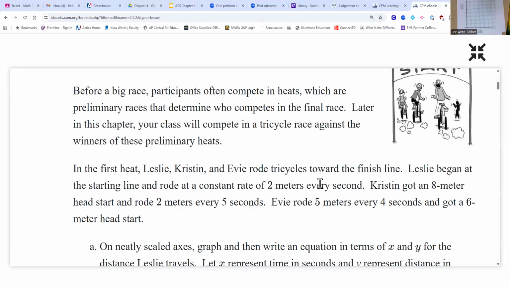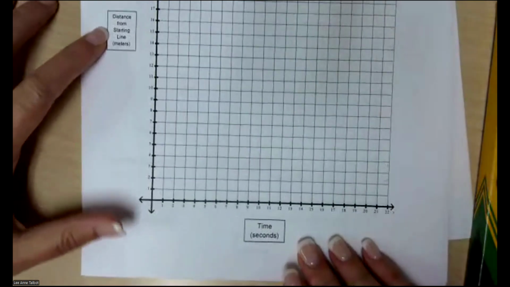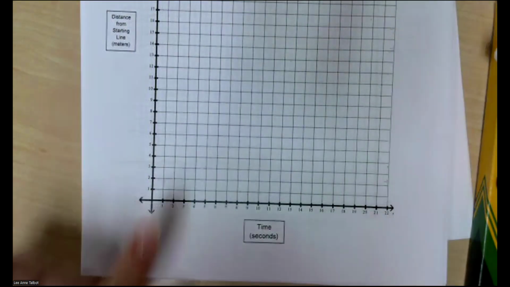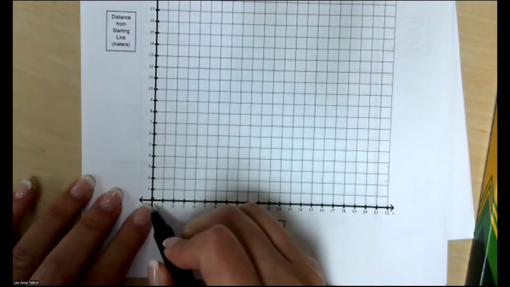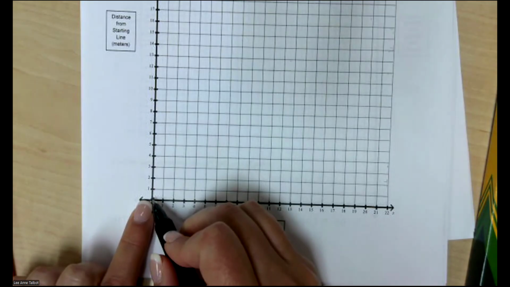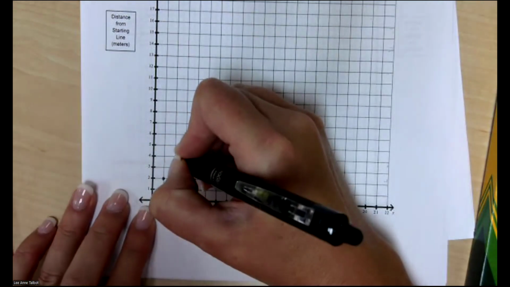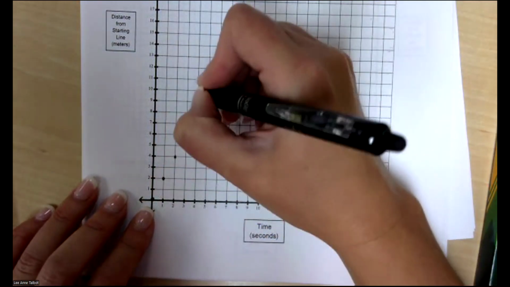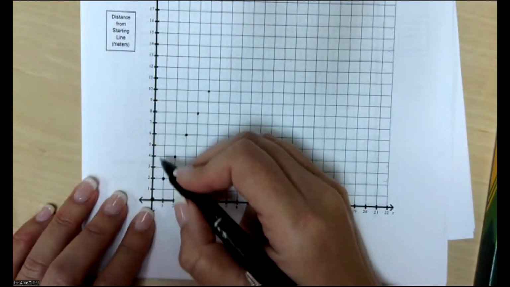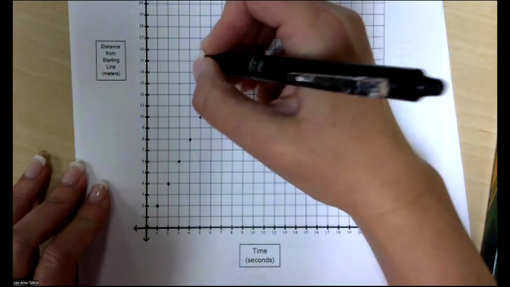Okay, so we're going to start with Leslie. She began at the starting line, which means that her distance from the starting line was 0. I'm just going to take a pen for now and make a dot at 0. Her distance from the starting line was 0. And then she went 2 meters every second. Copy that pattern, 2 meters every second, all the way up to the top of the graph. 2 meters, 1 second.